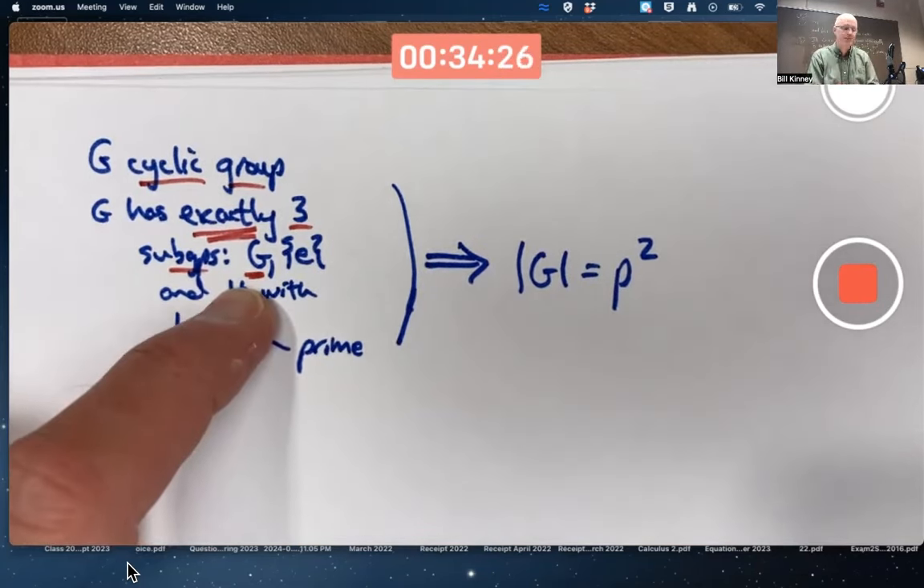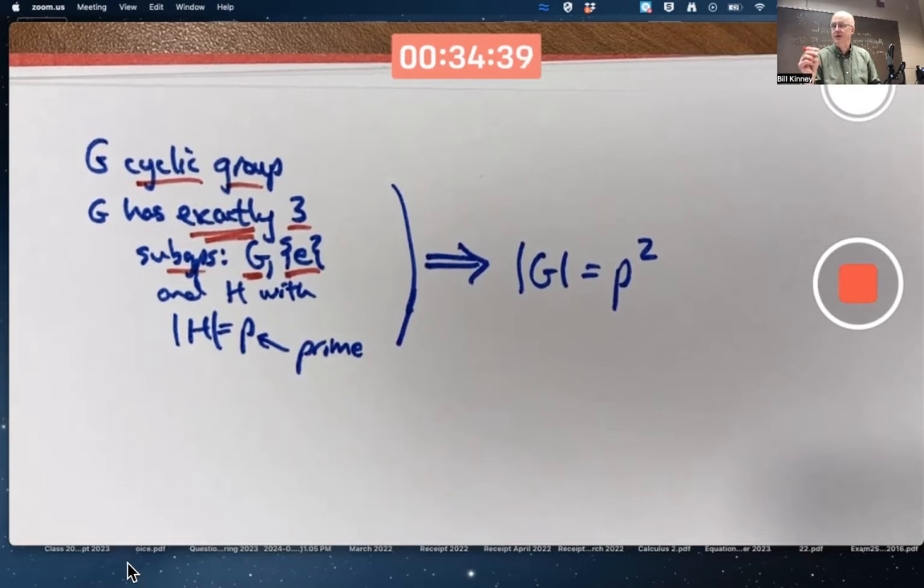That's a non-proper subgroup. The trivial subgroup containing just one element, that's always a subgroup of any group. That one element is the identity element in the given group, and it will always be a subgroup of that group. It's called the trivial subgroup. And one other one, H, whose order equals P, where P is prime. The goal is to prove that the order of G is P squared.